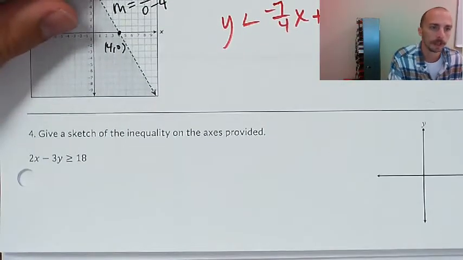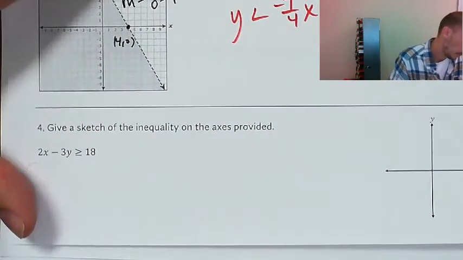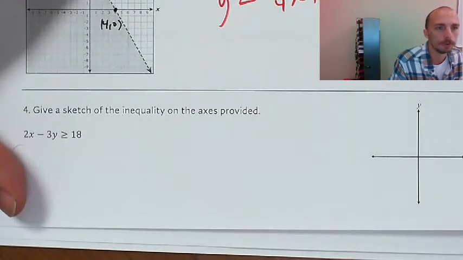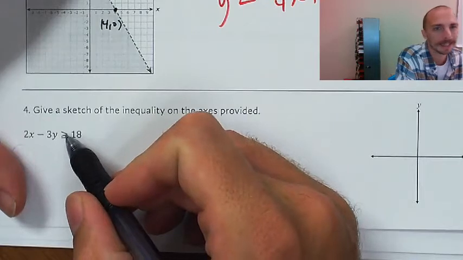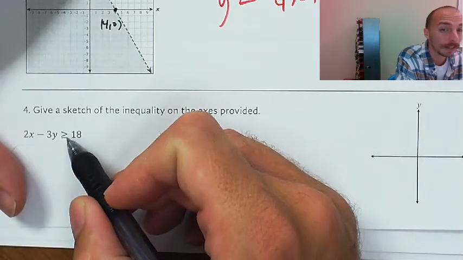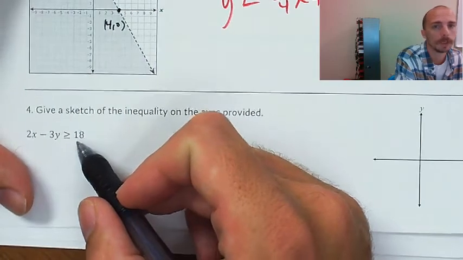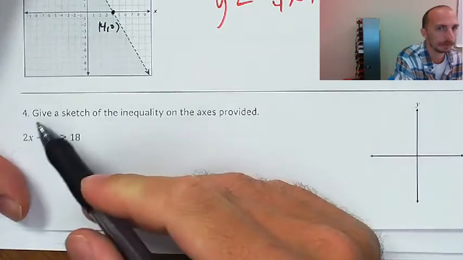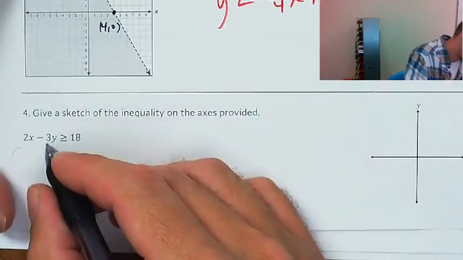Okay, number 4, give a sketch of the inequality on the axes provided. Okay, I think with this one, my advice to you is, because of the negative 3y greater than, I think it's going to end up being a less than or equal to situation. I'm going to solve for y equals mx plus b, especially since we're only sketching. It doesn't have to be super accurate with the intercepts. I'll label them eventually, but I'm going to solve for y.